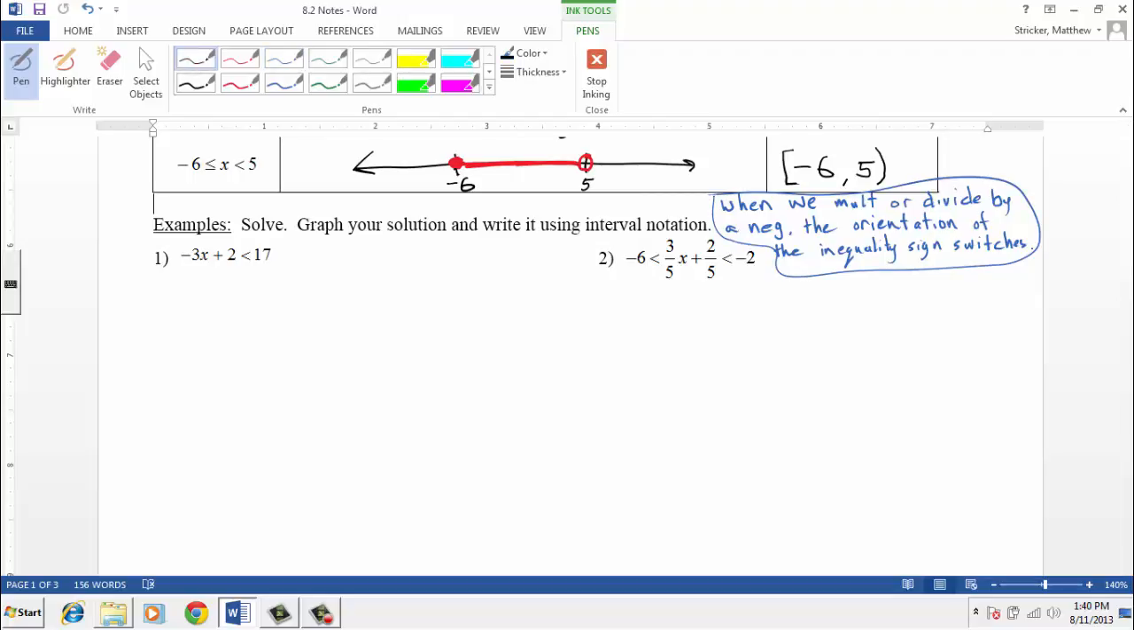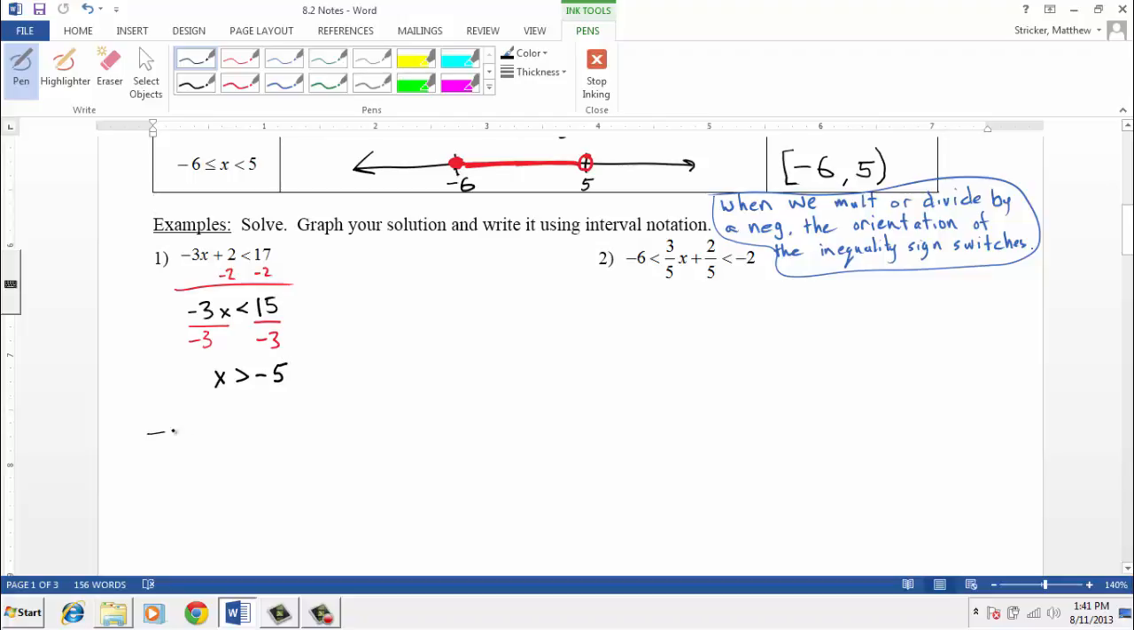The very first example, when you're solving inequalities, it's just like solving an equation. You got to get the x by itself. So with that first example, if we want to get the x by itself, we would of course subtract 2 from both sides, which is going to give us negative 3x is less than 15. And of course then we divide by negative 3 on both sides. And here is where that little note we just made comes into play, because we divided by a negative, which gives us x. Now this orientation is going to switch. We're not going to use less than anymore. We are now going to use greater than, and that's negative 5.